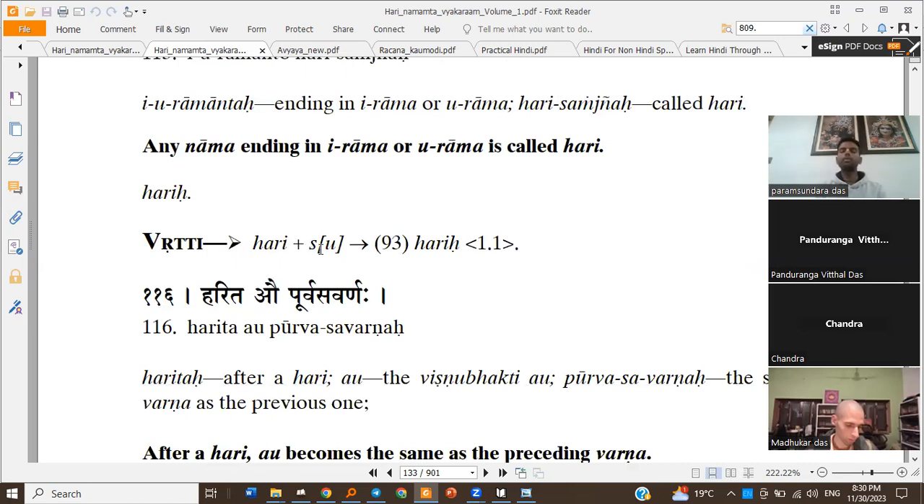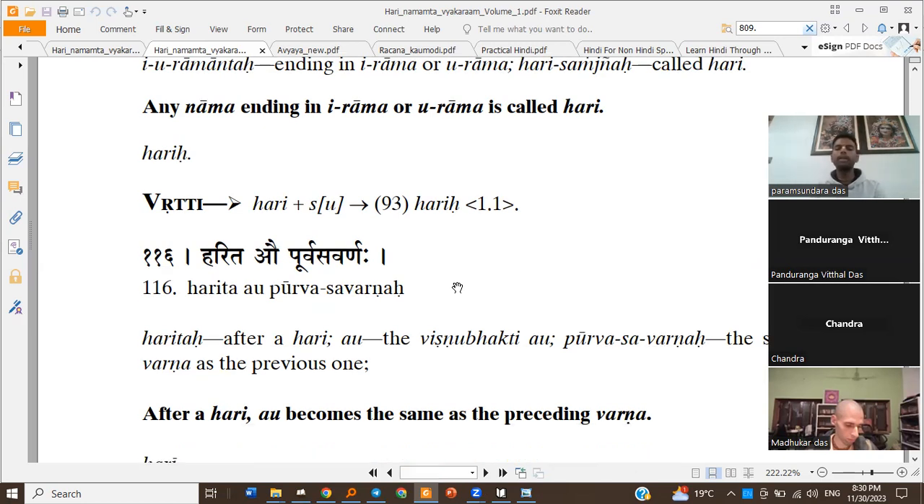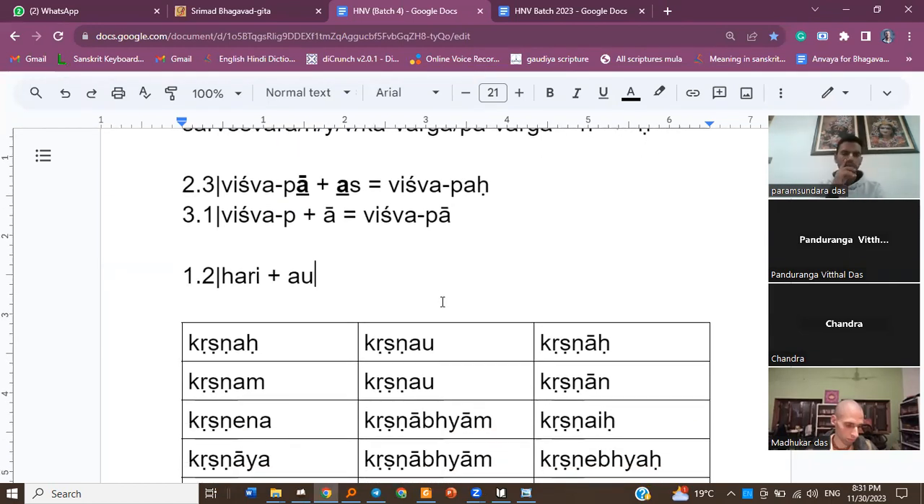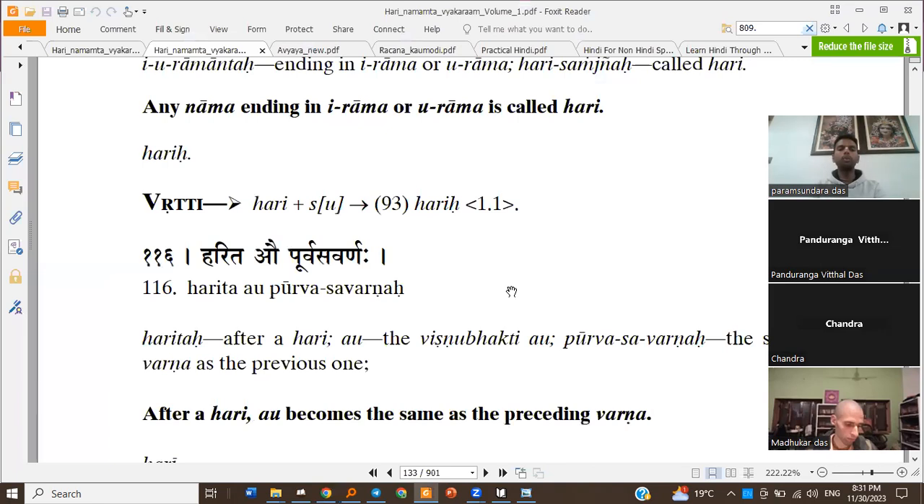So Hari plus Su, we combine them and Sara Ramayur, Sutra 93. So we get Harihi, like Harihi Sarvatra Giyate. Then Hari plus Au, 1.2. Harita Au, Purva Savarna.